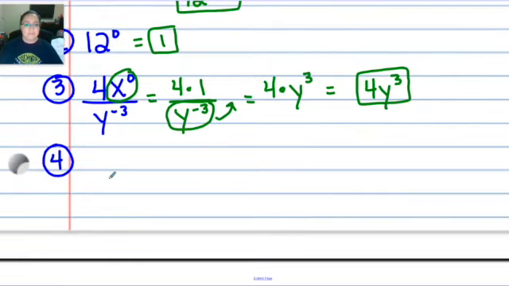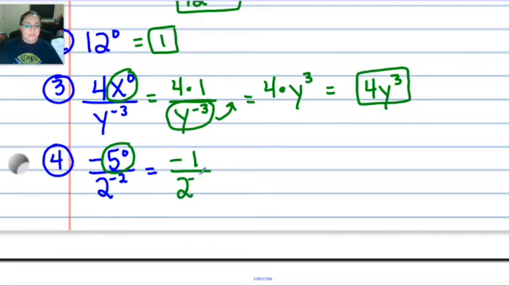Number 4. We have negative 5 to the 0 power over 2 to the negative 2. All right, let's see here. So this exponent, the 0, belongs only to the 5, not the negative 5. So I'm going to bring the negative over. And then 5 to the 0 power is 1 over 2 to the negative 2 power.